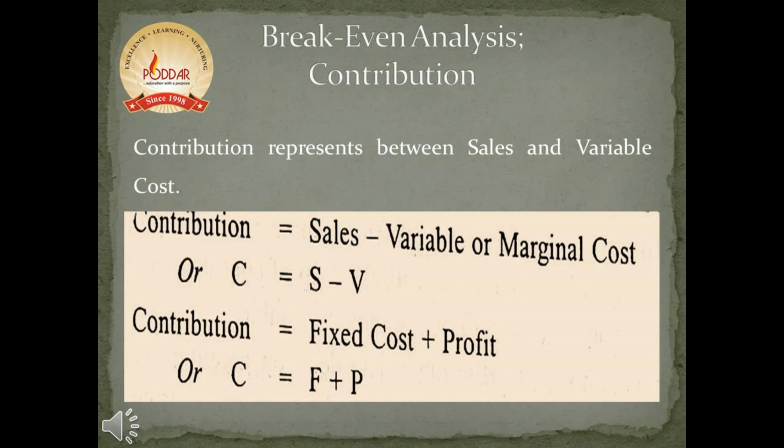Let's talk about the contribution now, which is the first method of break-even analysis. Contribution represents the difference between sales and variable cost. Equationally, we can find the contribution as sales minus variable cost, or we can also find contribution with the help of fixed cost and profit. If we add fixed cost and profit, we will get the contribution. This can also be analyzed with the previous statement of profit which we discussed earlier.